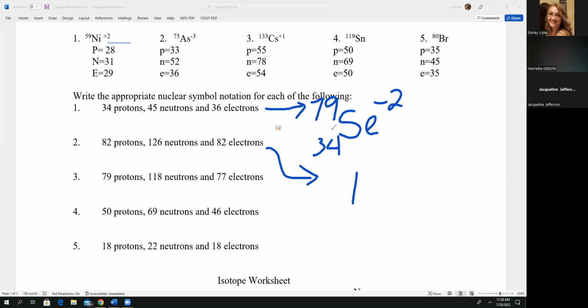Okay, so this is lead. We know lead is 82 down here. And with 126 neutrons, 82 plus 126 is 208, right? 208 on top.